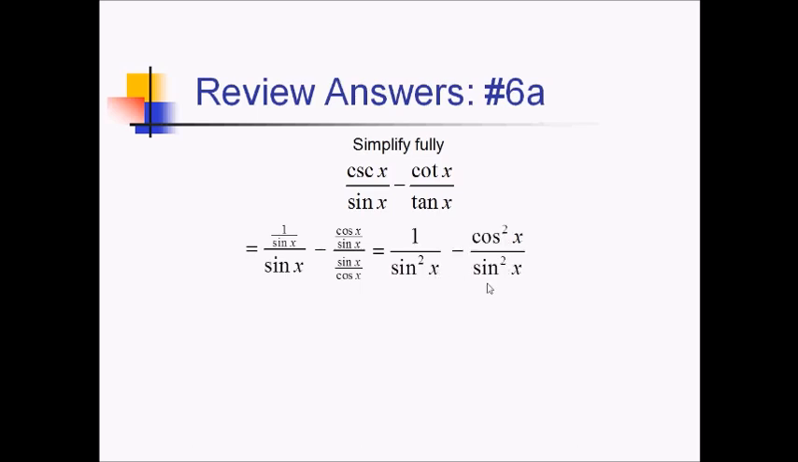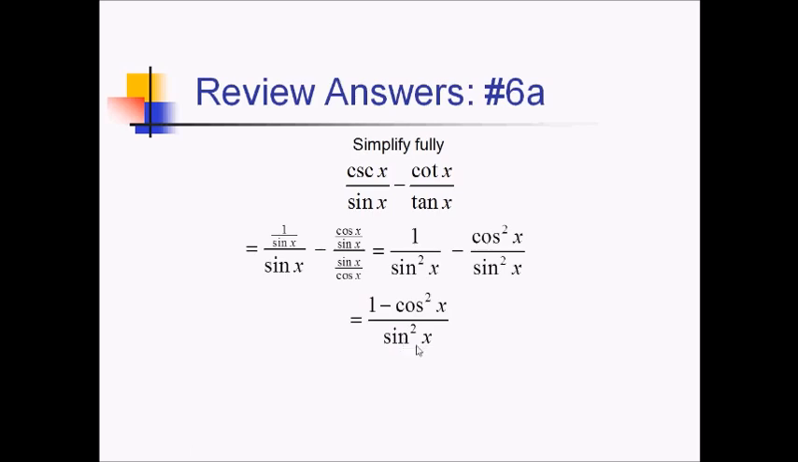Now, the nice thing about this is we have a common denominator. This is just begging us to move this 1 and this minus cosine squared x into the same numerator. So let's go ahead and follow the flow on this one. There we are. Now, where do we go from here?